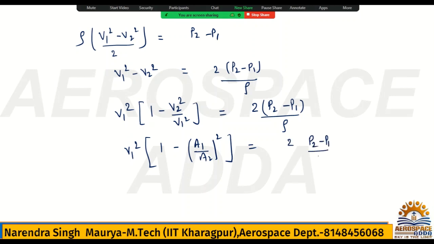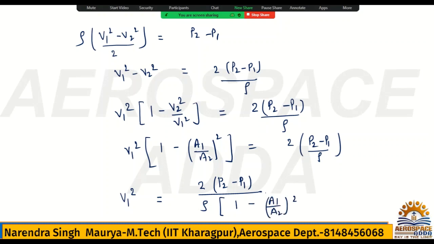Alright. Now what will be the V1 square? V1 square you can write 2 times P2 minus P1 divided by rho, in bracket 1 minus A1 by A2 whole square. This is the velocity. So this type of question they are asking, they are giving the area ratio, A1 by A2 or sometimes A2 by A1. They are asking the velocity, so you will be able to answer such type of question. So when you will be able to answer, when you know the application of the Bernoulli equation. Hope you understood this, okay.